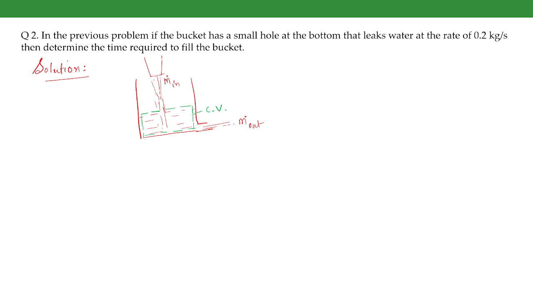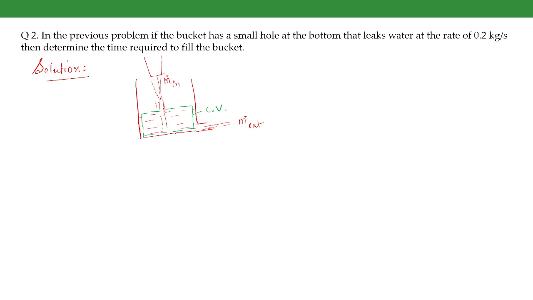Initially the water was only coming in. Now the water is also leaving the bucket through a small hole at the bottom. So we have to perform a control volume analysis of the water in the bucket at any point of time to determine at what rate the mass of the water is increasing. This is the water coming in, this is the water going out.